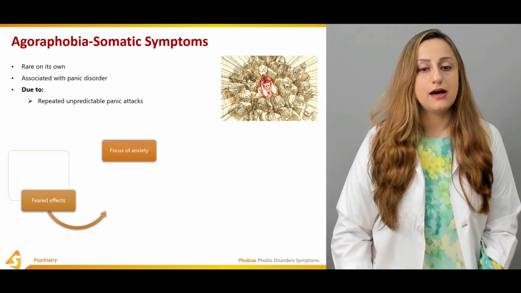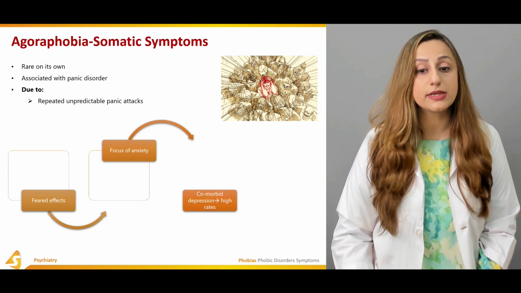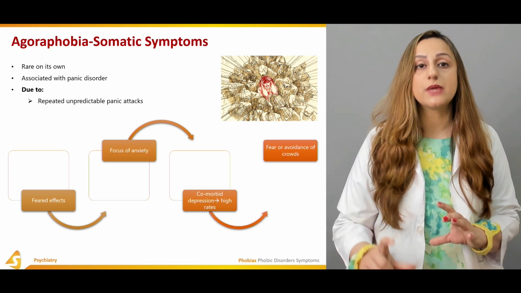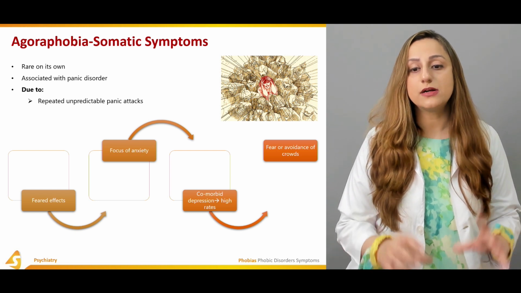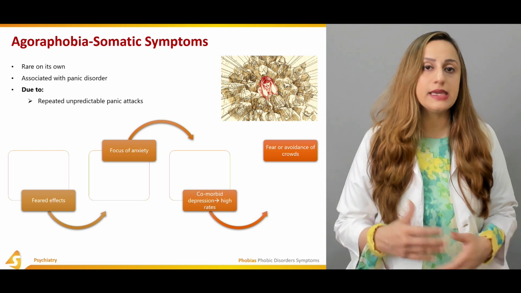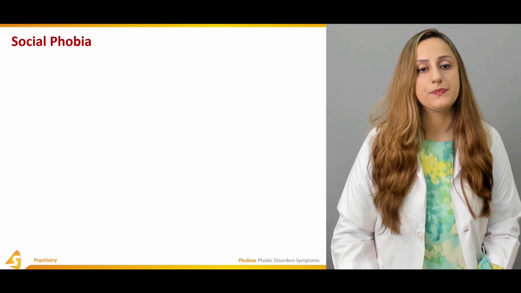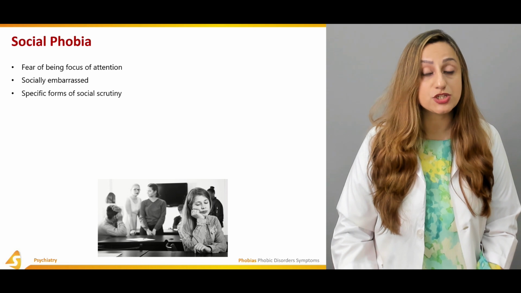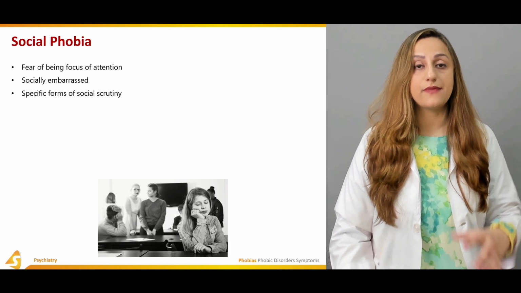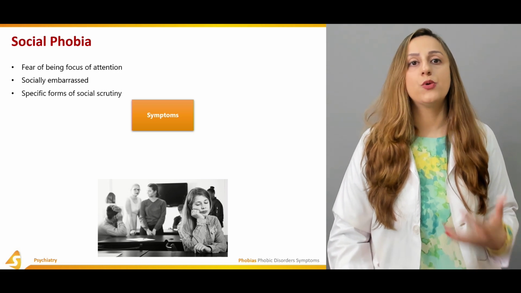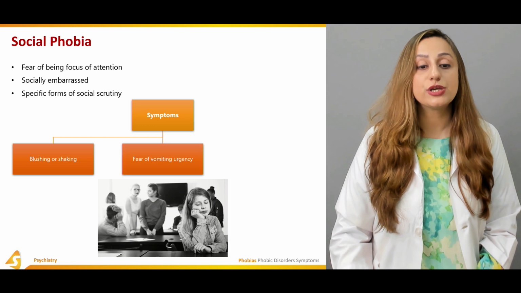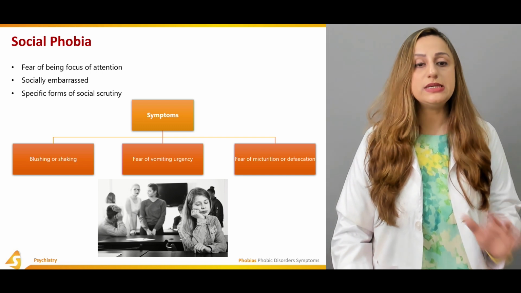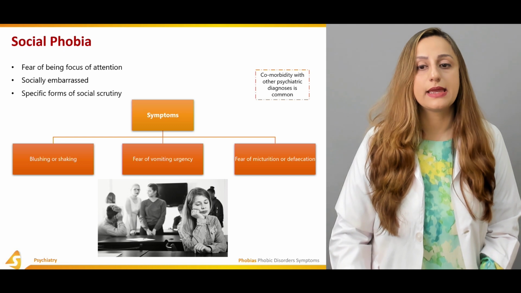The fear effects should be focused on anxiety, and comorbid depression is at a higher rate in these individuals. So depression sometimes coexists with these phobic conditions. The fear or avoidance of crowds or of publicly making an appearance is seen as well. Now, the fear of being the focus of attention, of getting socially embarrassed, the specific forms of social scrutiny: everybody's looking at me and scrutinizing me. These pessimistic thoughts are seen in these individuals. The symptoms are blushing, shaking, tremors, fear of vomiting, urgency, fear of micturition or defecation. So these are the social phobic symptoms that a person can develop.